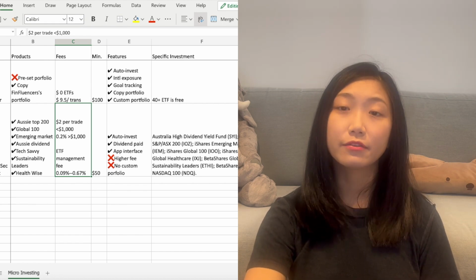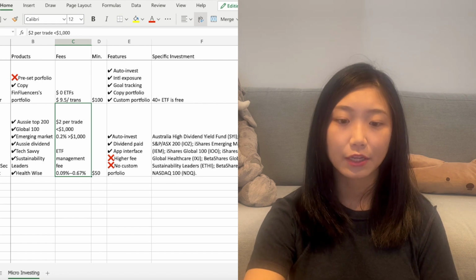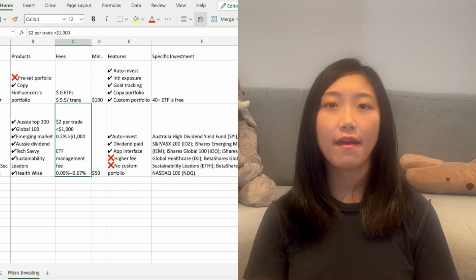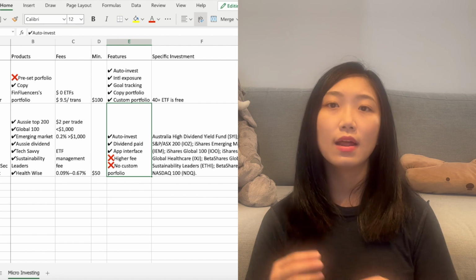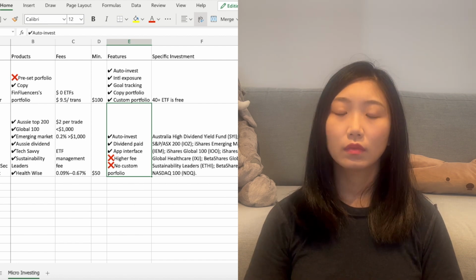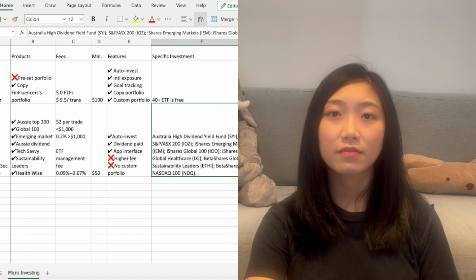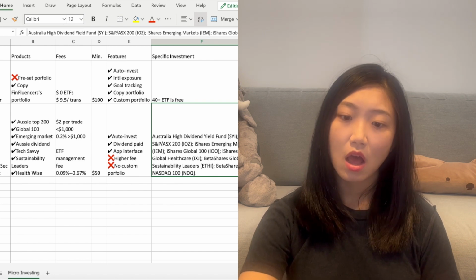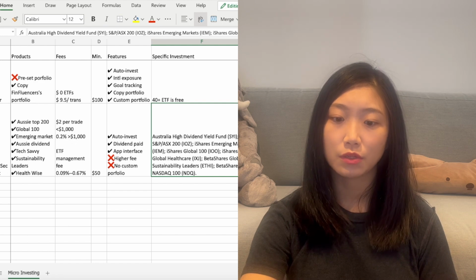The app interface is very easy to use and very clear, so it is very beginner friendly if you would like to start your investment with CommSec Pocket. However, it has slightly higher fees compared to the other micro investing apps, and also it does not allow you to customize your own portfolio. And as mentioned before, CommSec Pocket invests in preset ETFs that are listed on the ASX, such as SYI, IOZ, which stands for ASX 200, or the IOO, which is the Global 100 shares, and so on and so forth.